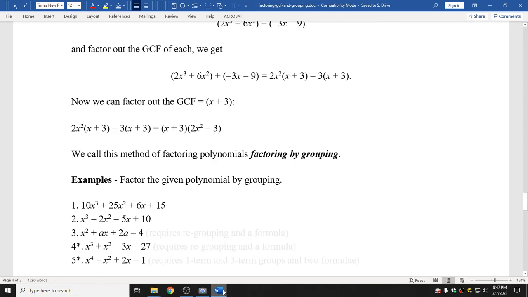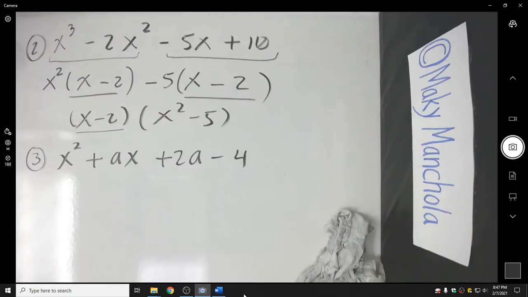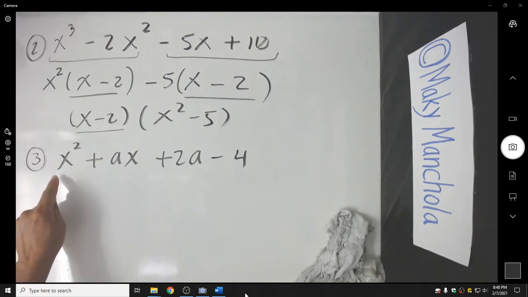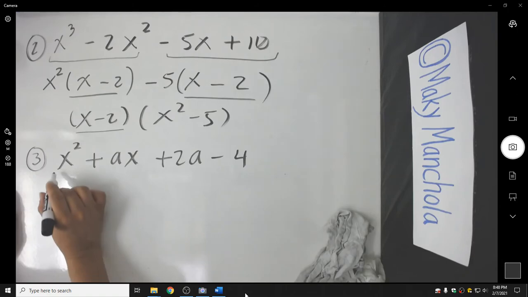Number 3, we have x squared plus ax plus 2a minus 4. The theme here is factoring by grouping. So we try creating two groups. Let's try as before, first two, last two, and see what happens.